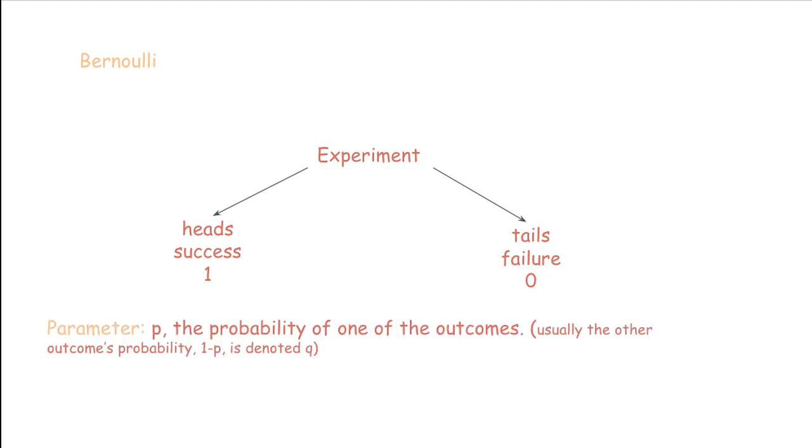And it tells the story of an experiment with only 2 possible outcomes, heads or tails, success or failure, 1 or 0. Moving forward, I will use the coin example, but it works the same for any experiment with 2 outcomes. The only parameter for the Bernoulli is p, the probability of one of the outcomes. Usually, the other outcome's probability, 1 minus p, is denoted q.